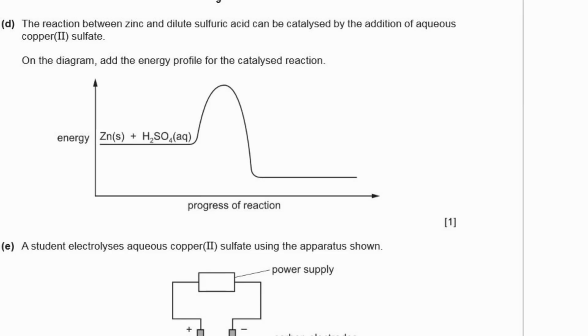D, the reaction between zinc and dilute sulfuric acid can be catalyzed by the addition of aqueous copper 2 sulfate. On the diagram, add the energy profile for the catalyzed reaction. Now, the key thing about catalyzed reactions is the activation energy is lower. It takes less energy to start the reaction. So the energy profile goes up, and basically the hump is lower. That's all that they're asking for.